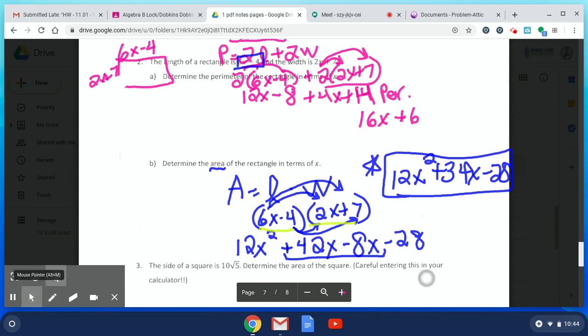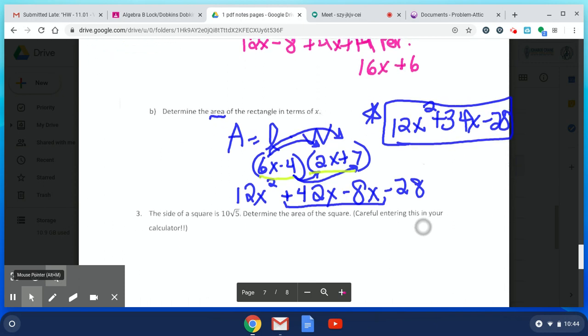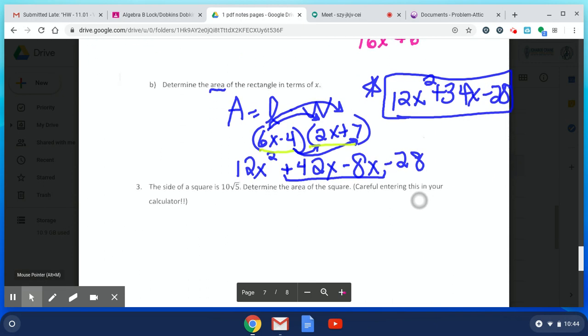Number 3 is where, if you do have a graphing calculator, I'm going to ask for some assistance if anybody could help and maybe show it on their screen if you guys can see it.